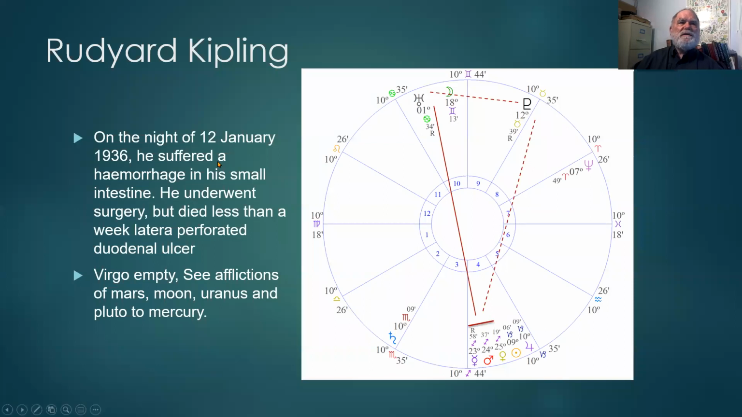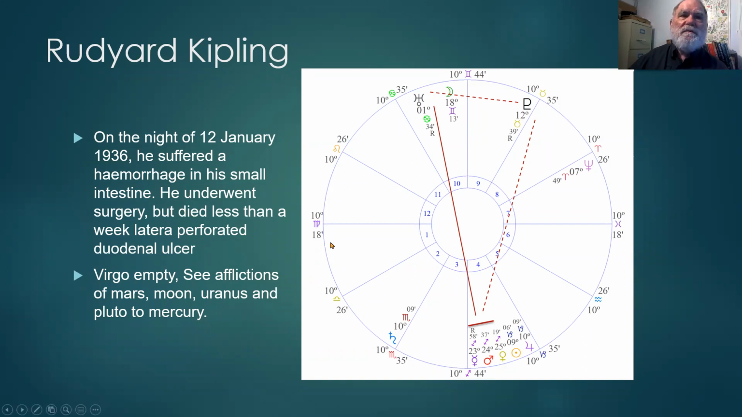But here we have then, on the night of January 12th, he suffered a hemorrhage in his small intestine. He underwent surgery. He died a week later of a perforated duodenal ulcer. The duodenum is the upper part of the small intestine. So here we're looking at Virgo, or the ruler Mercury.